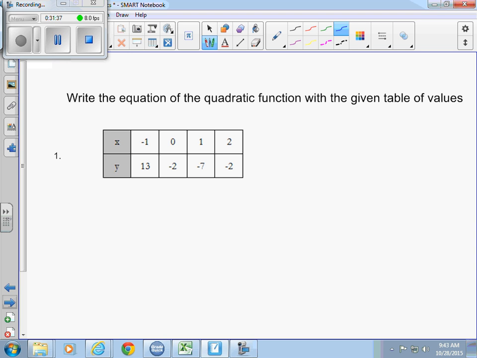Same exact question, different mode of information. And this time they give me a table of values. Could I have made a table of values from the graph? Can I make a graph from the table of values? It's really the same question, but it doesn't hurt to graph it, really good to kind of see where things are falling. So -1, 13. 0, -2. 1, -7.